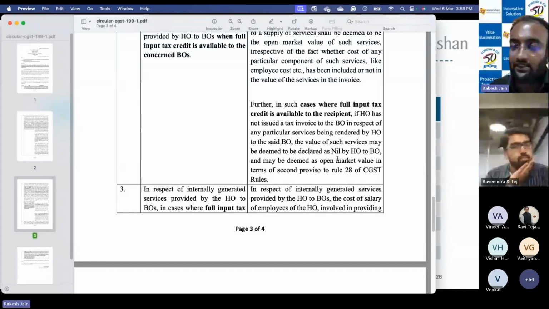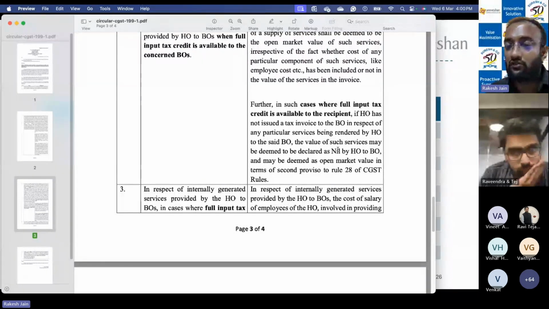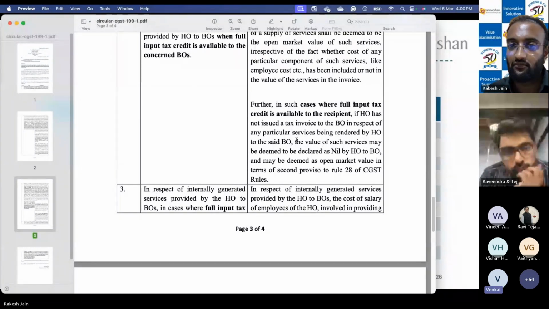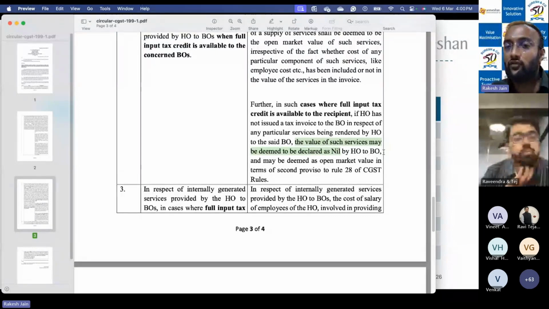Meaning, Venkat, as you were saying, there is a VP salary, but we don't want to cross charge. Correct. In that case, the value which you don't want to cross charge is also an accepted scenario, because they say it is an open market value. Whatever cost you assign will be the value and no question asked. Even if the value of such service may be deemed to be declared as nil by head office to BO, it may be deemed to be the open market value in terms of the second proviso to Rule 28.